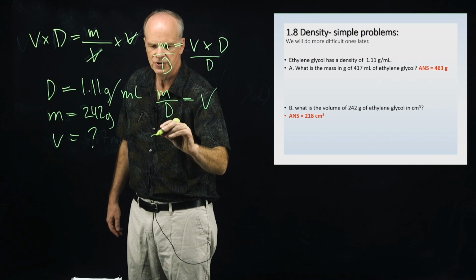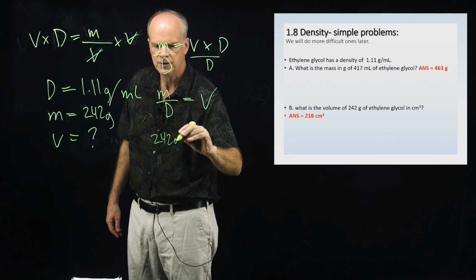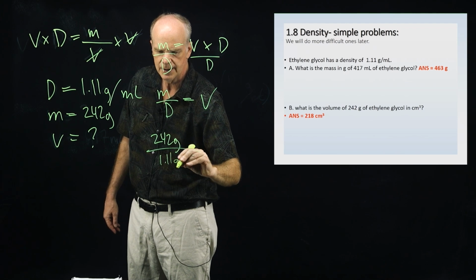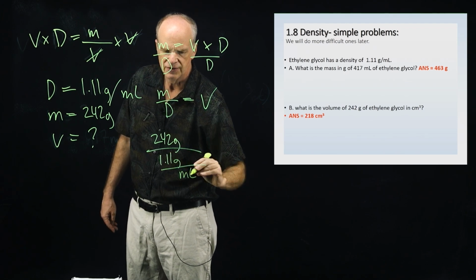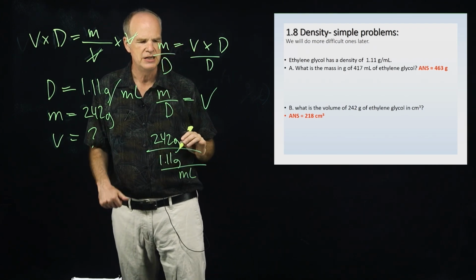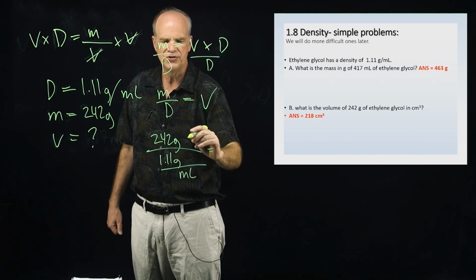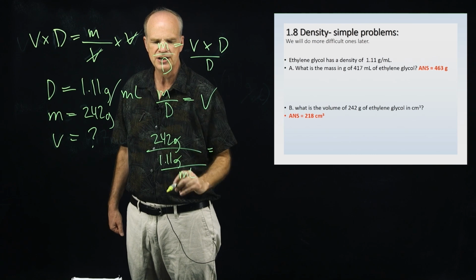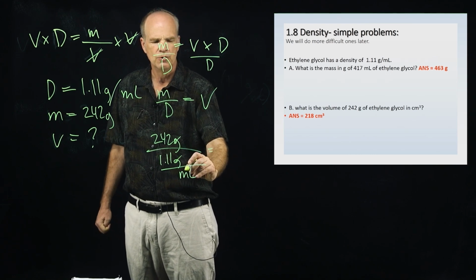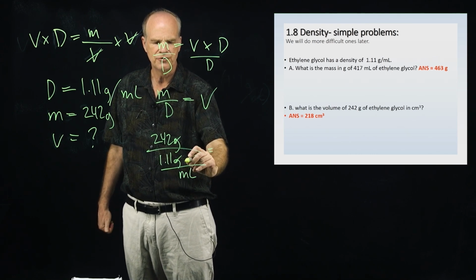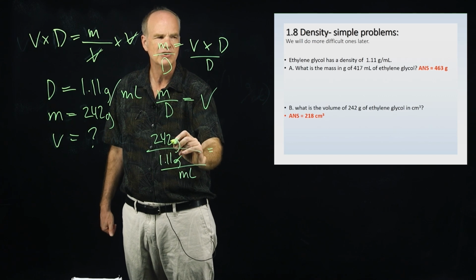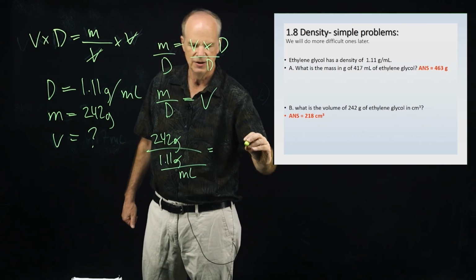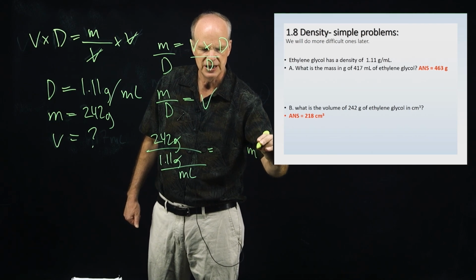So M is 242 grams, and D is 1.11 grams per mil. And let's see what the units should be in the answer. One thing you can see is you have grams in the numerator that will cancel out with grams in the denominator here. How about mils? We have mils in the denominator of a fraction, which is in the denominator of another fraction. If that's the case, then it goes up into the numerator. So the answer should be in milliliters.